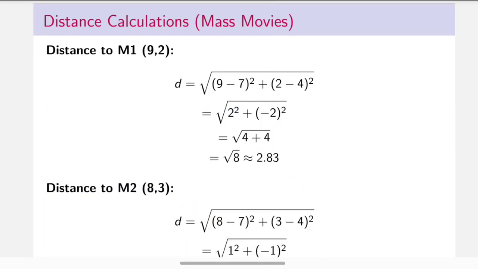Now let us calculate the distance from the new movie. The new movie is 7 comma 4, right? That is the data we have. First we need to calculate the difference in fights: 9 minus 7, 2. The difference in emotions: 2 minus 4, minus 2. We square both values to remove the negatives. Then we get 4 plus 4, that is 8, whose square root is approximately 2.83.